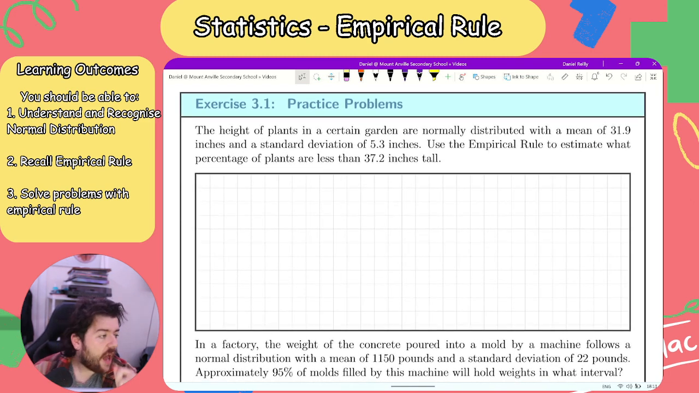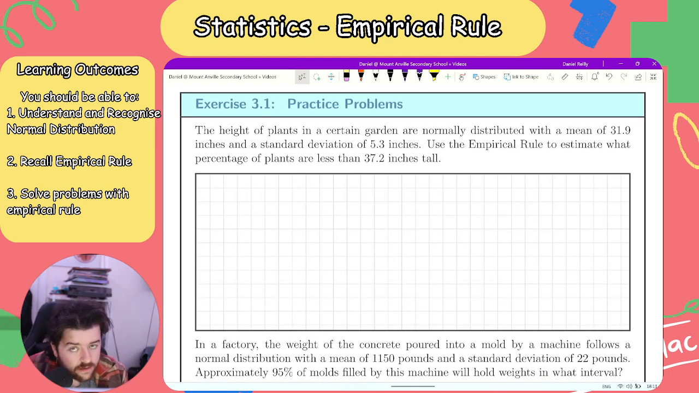Right. The height of plants in a certain garden are normally distributed with a mean of 31.9 inches and a standard deviation of 5.3 inches. Use the empirical rule to estimate what percent of plants are less than 37.2 inches tall. So less than 37.2. So let's draw it out.